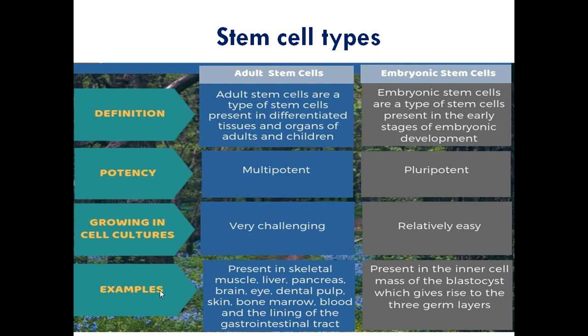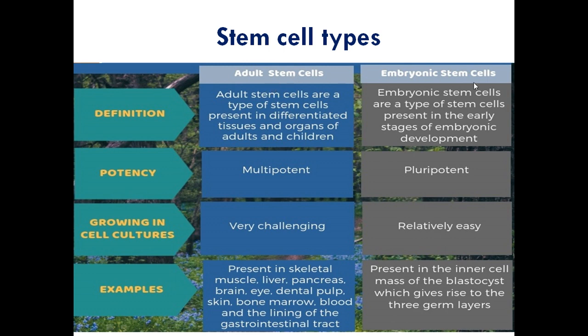The next one is where we can find adult stem cells. They may be present in skeletal muscles, liver, pancreas, brain, eye, pulp, skin, bone marrow, blood, as well as the lining of your GI tract. So several areas are present as locations of your adult stem cells.